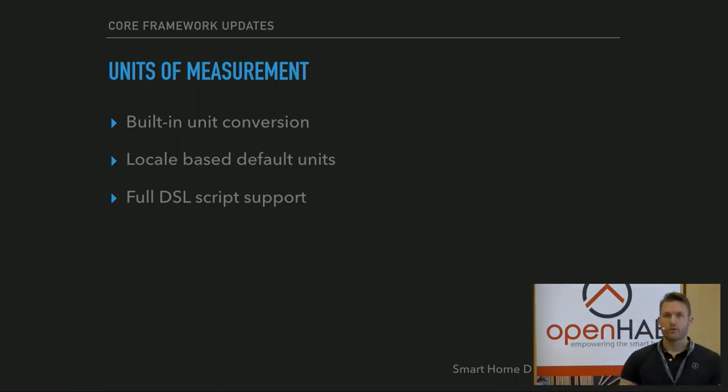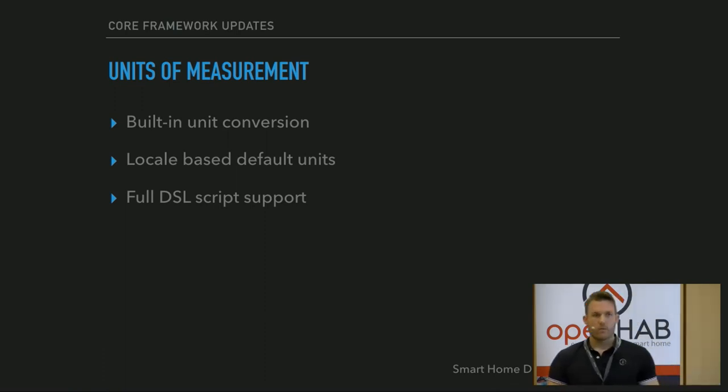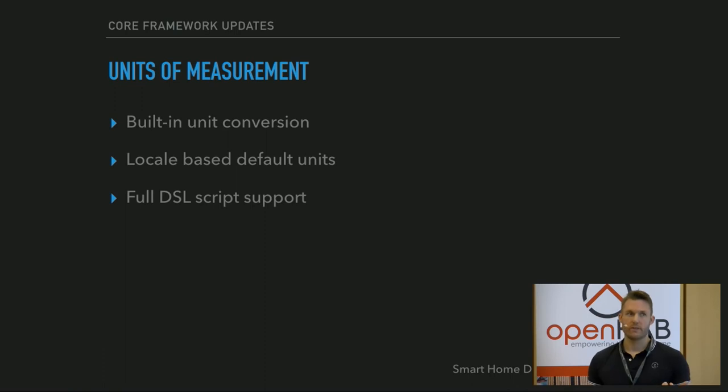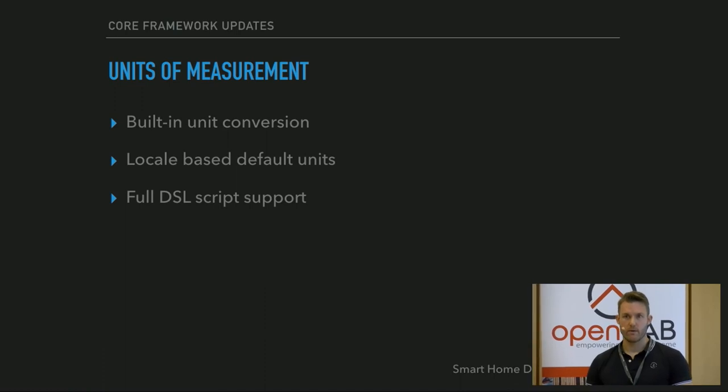Next big thing which arrived in the last year was the units of measurement support. A few words about units of measurement: most of the stuff we are sensing in the smart home is temperature, humidity, so these are the usual suspects, but also energy flow, stuff like that. And all of those values come with units. So typically, in Europe, you will have centigrade or degrees Celsius. You will have meter, kilometer, stuff like that. So we are in the metric system.